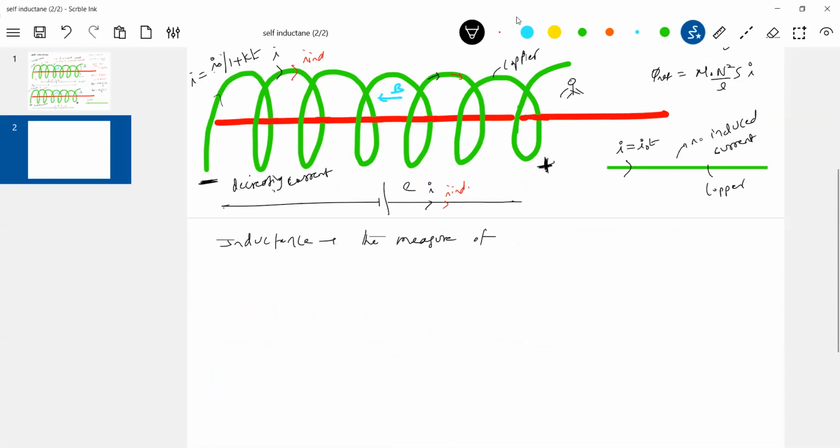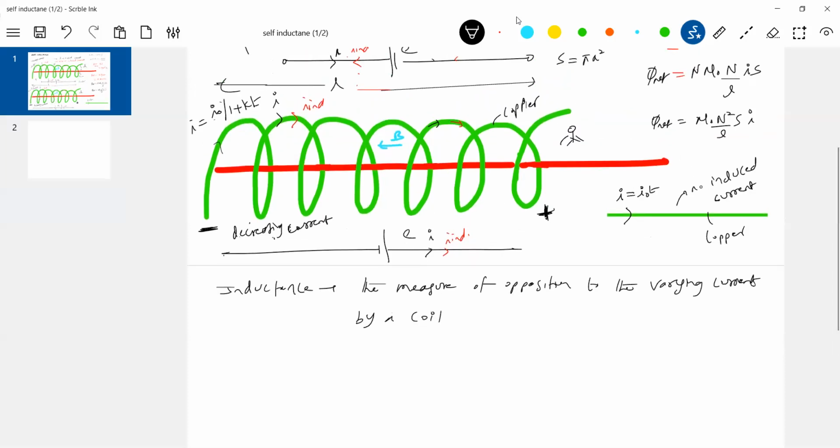The measure of opposition to the varying current by a coil is defined as inductance, or you can give it the name self-inductance.